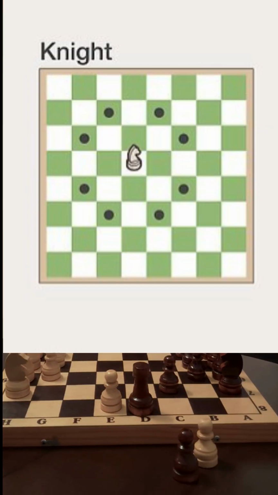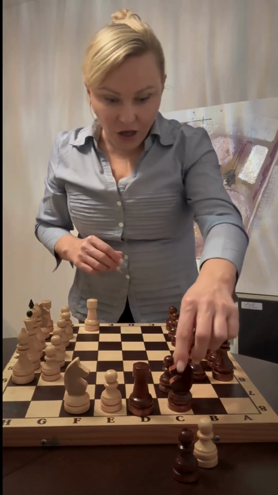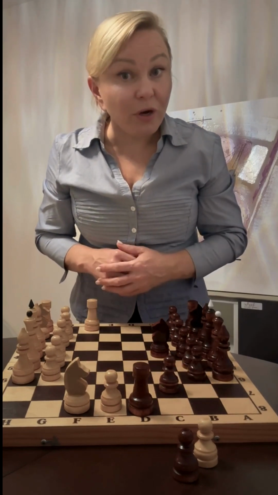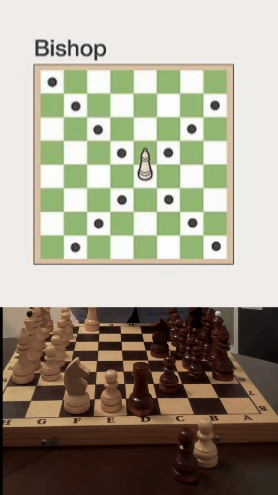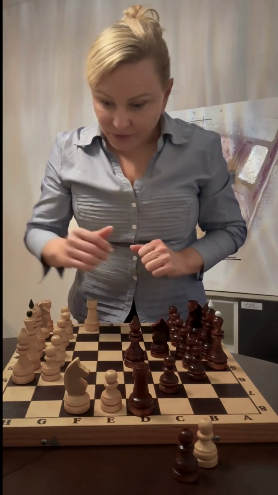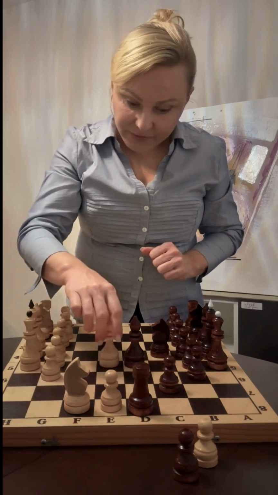Knights move in an L shape, and they are the only ones who can jump over pieces. Bishops glide diagonally and never switch color.